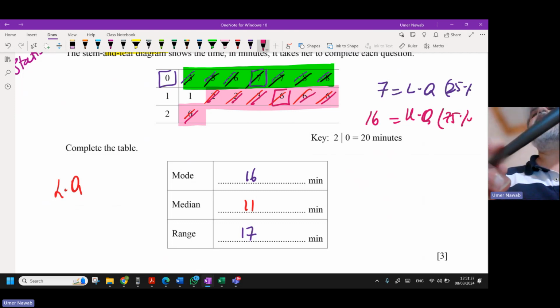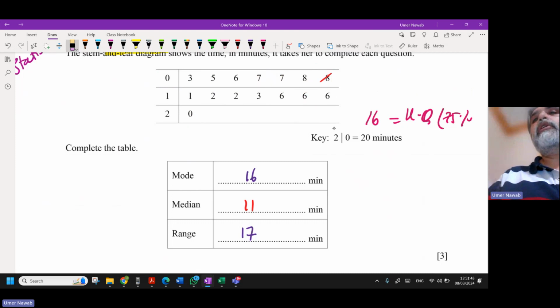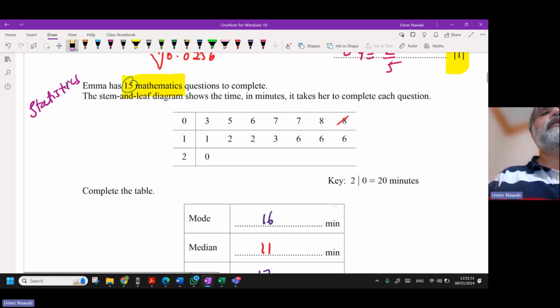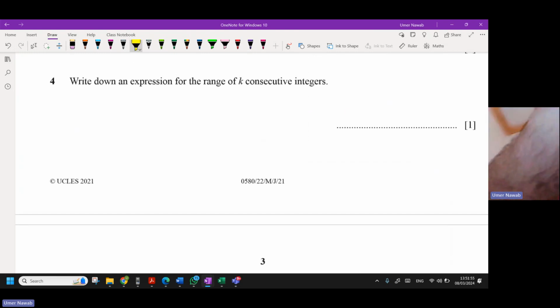Normally, this type of question is asked by the examiner in A levels, but I have explained it to you since it is also in your course. Got it? So let's move on, guys, to our next question. Statistics was asked in question number 3. Now we have to go to question number 4.